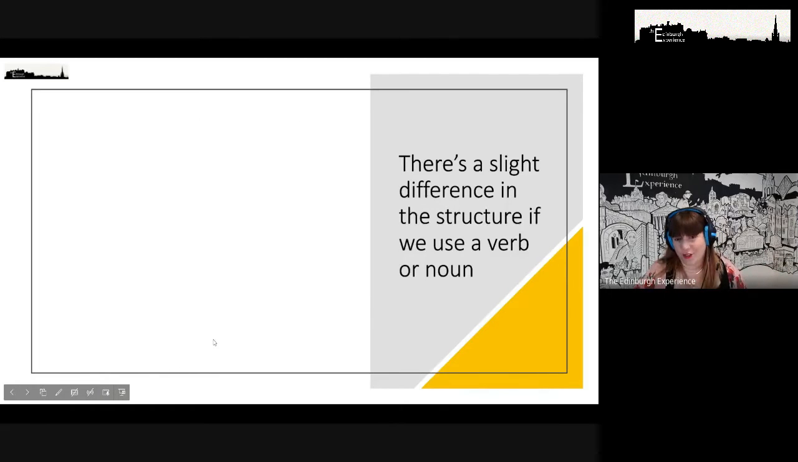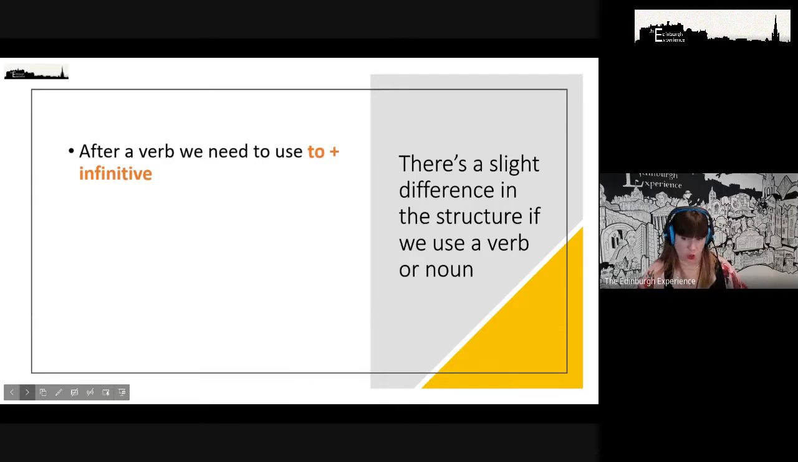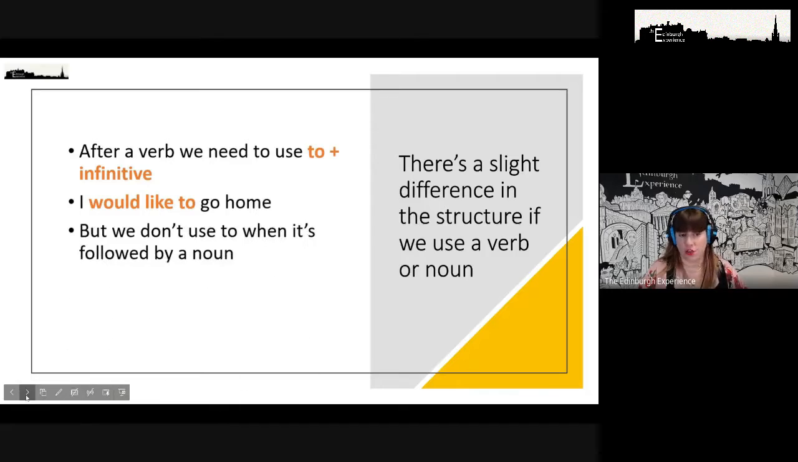There's a slightly different structure if we're using a verb or if we're using a noun. For example, when we've got a verb, we need to use to with an infinitive, like I'd like to go home. And if we're just following it by a noun, I don't need to worry about that. So it'd just be, I'd like some tea.